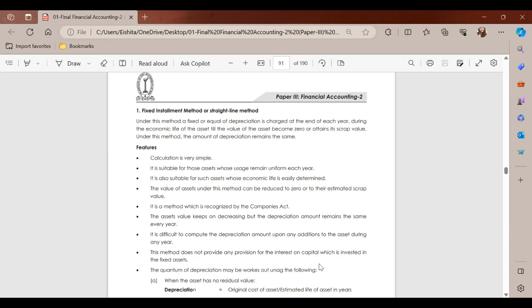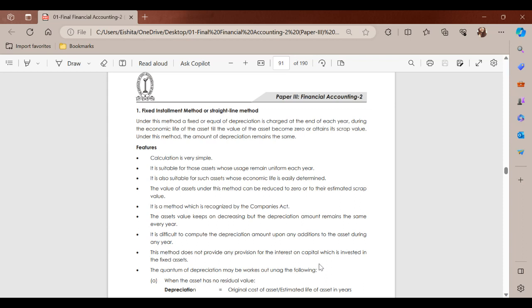Under this method, a fixed or equal amount of depreciation is charged at the end of each year during the economic life of the asset till the value of the asset becomes zero or attains the scrap value. Under this method, the amount of depreciation remains the same. Features: the calculation is very simple. So if the asset is used for the full year, the amount is very easy to calculate. 10% into 1 lakh is equal to 10,000.